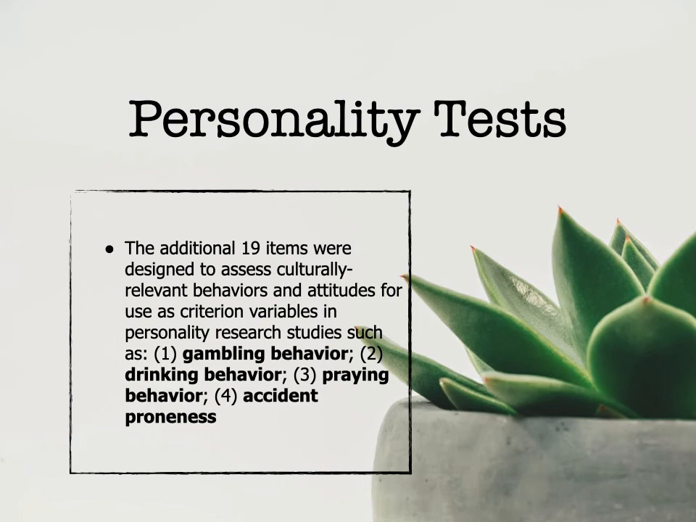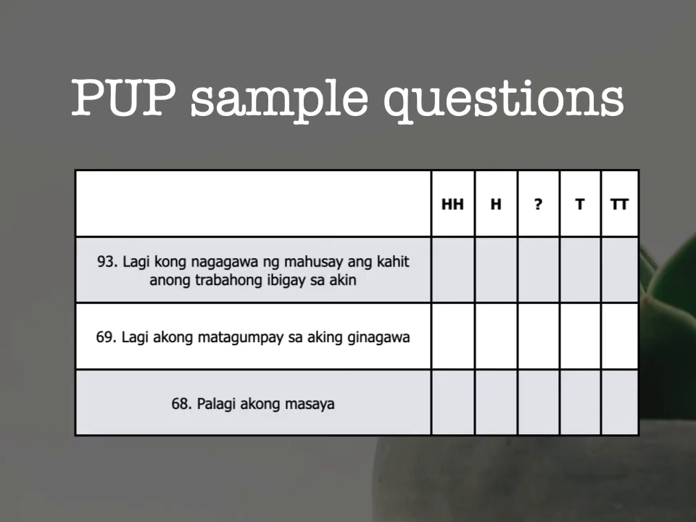What could be sample questions of PUP? Again, it will be rated on a 5-point bipolar scale from hinding hindi, hindi, walang masabi, totoo, or totoong totoo. An item could be like, lagi kong nagagawa ng mahusay ang kahit anong trabahong ibigay sa akin. The client would rate from the 5-point scale, or lagi akong matagumpay sa aking ginagawa, and palagi akong masaya. Again, these are just sample questions of PUP.